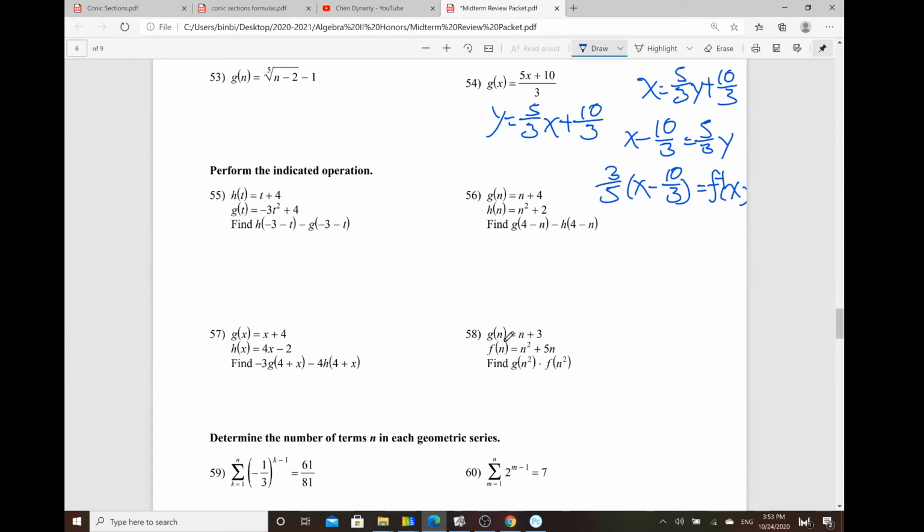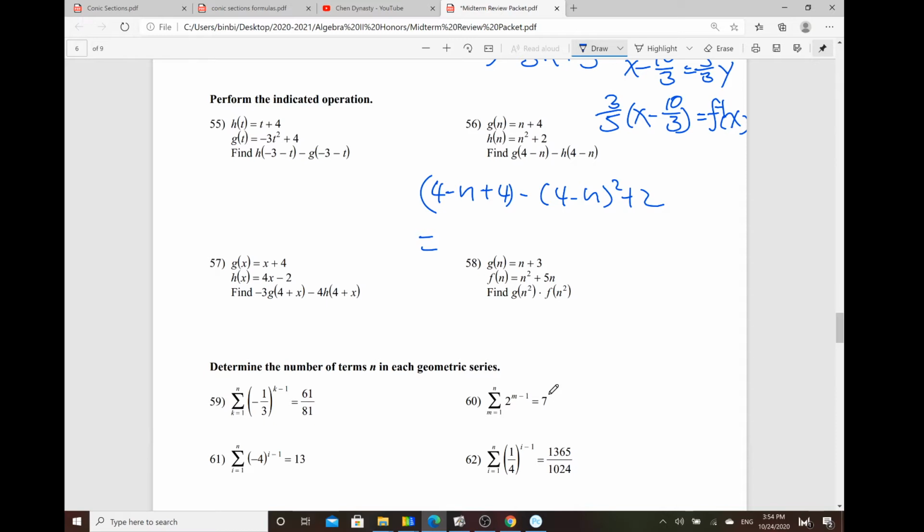And then 55 to 58, composition. Or this one, the function operation. So basically just plug in the new variable. So for g of 4 minus n, then that'll be 4 minus n plus 4, minus h of 4 minus n, so plug in 4 minus n for n in h of n. So quantity 4 minus n, quantity squared, plus 2. And then the rest of this, combine like terms, expand, combine like terms. Okay, just simplify it.